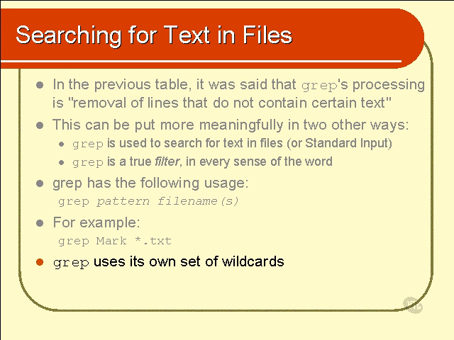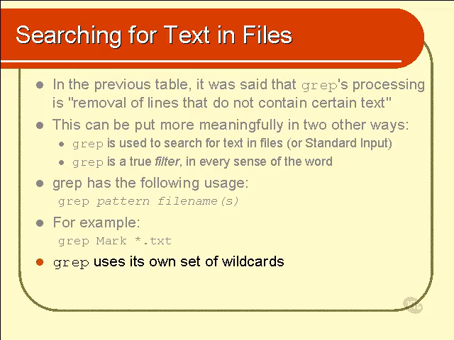Incidentally, I should mention that grep uses its own set of wildcards. Now, what am I talking about? If you recall, when we were discussing the ways that you could interpret file names in the shell, and notice this is file names, and file names only, we could use wildcards like the asterisk and the question mark and the square brackets and so on. Grep also uses wildcards, but it uses slightly different ones. They're similar, but they're not the same.